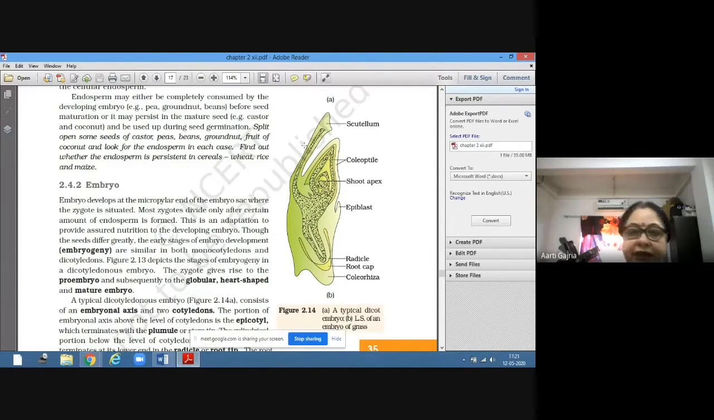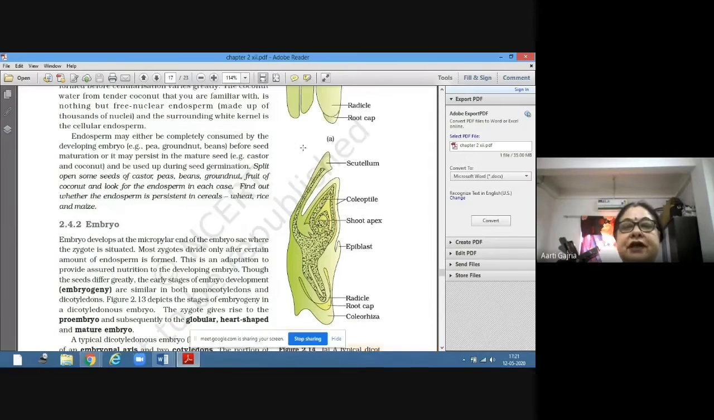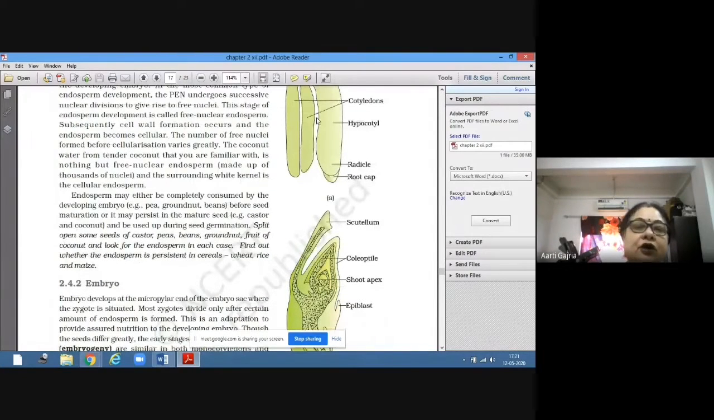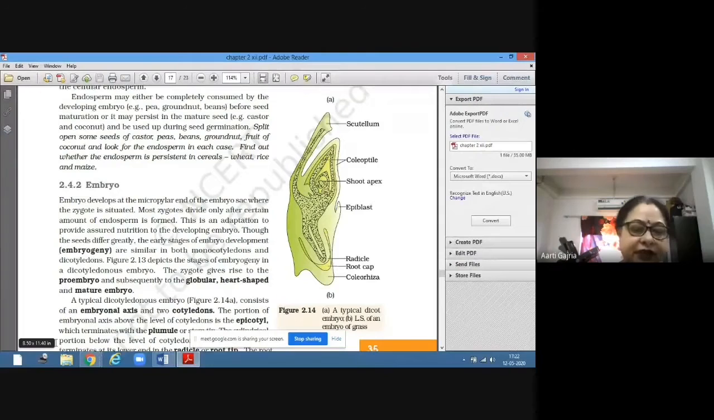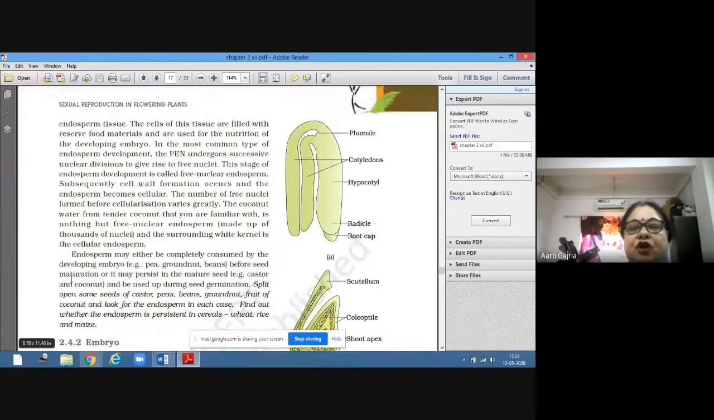Now, what I was telling you, the frequently asked question is the difference between dicot embryo and monocot embryo. In that you have to draw these two diagrams and differentiate them. That is a very important diagram, a very important question. Differentiate between dicot embryo and monocot embryo. Basically, what are the structures? The structures are only two: the embryonal axis and the cotyledons. The embryonal axis is having this; these are the cotyledons.